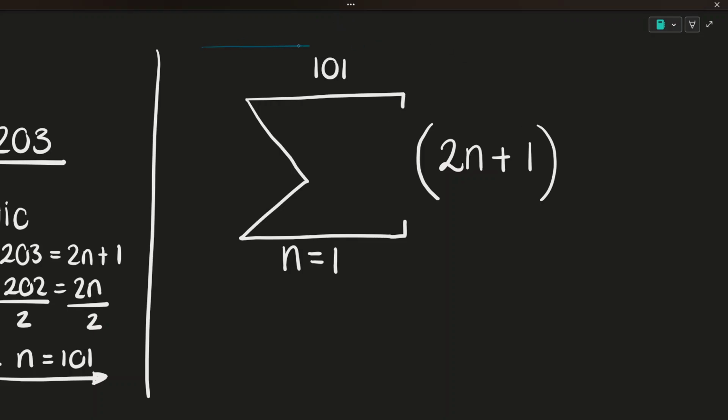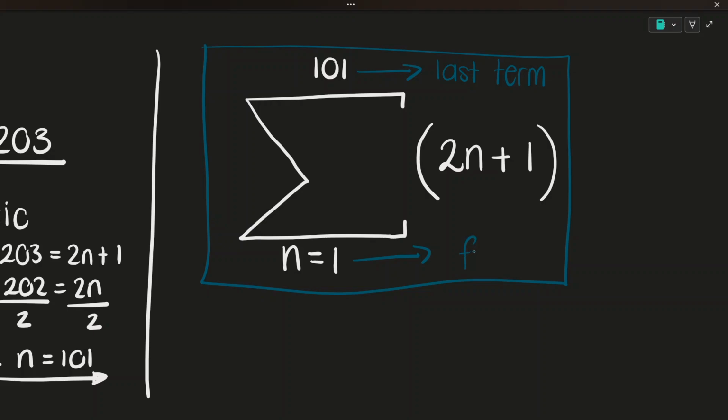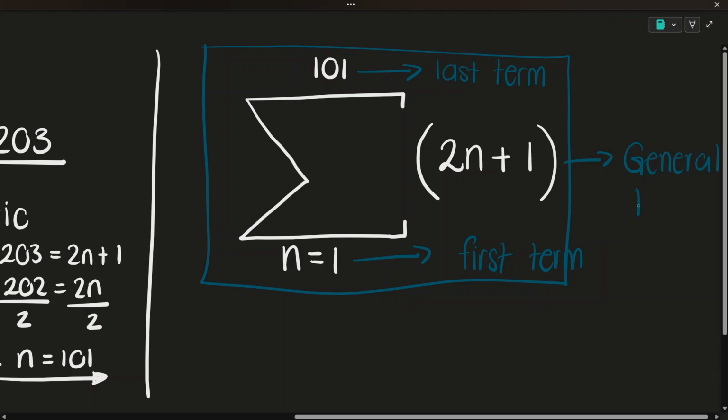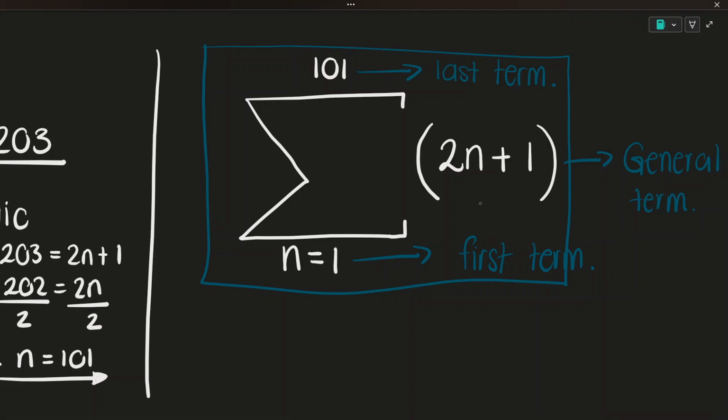This is the final sigma notation. Why? This is the last term. This is the first term. And this is the general term. Right? So that's how we do it. And I hope it helped you out.